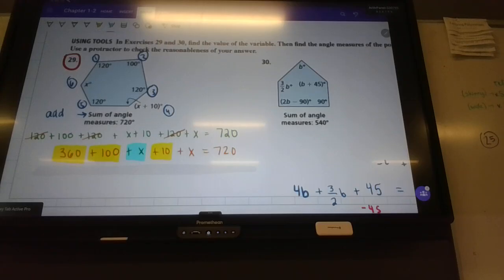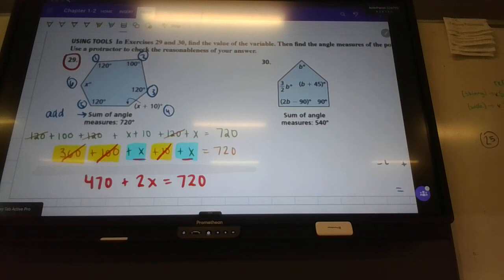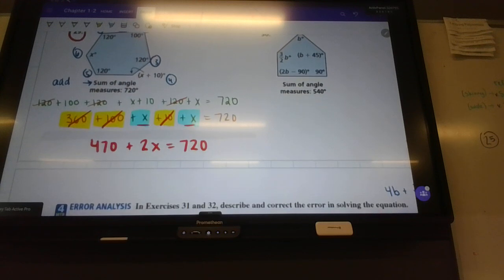And then these little x's, they also will combine to be 2x. X and another x is 2 x's. So 360 and 100 is 460. Plus 10 is 470. So I got the constants combined. And now x and x make 2x. Question so far. Even though the geometry of it looks too challenging, it's a great problem to practice combining like terms.